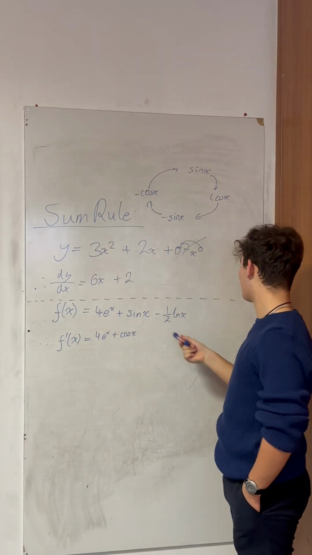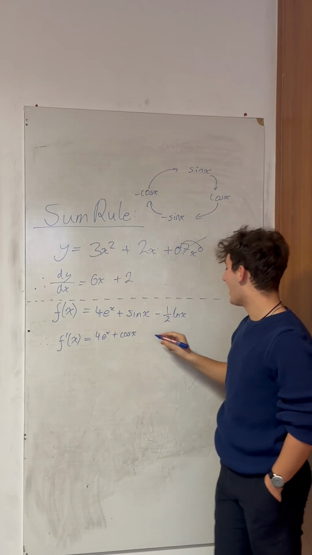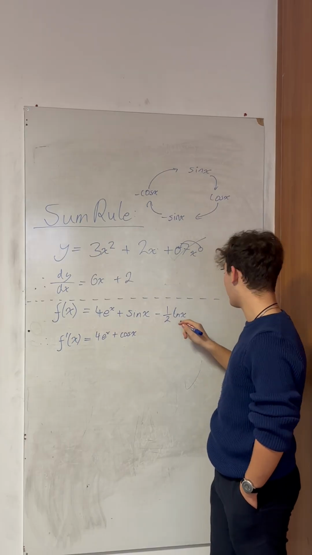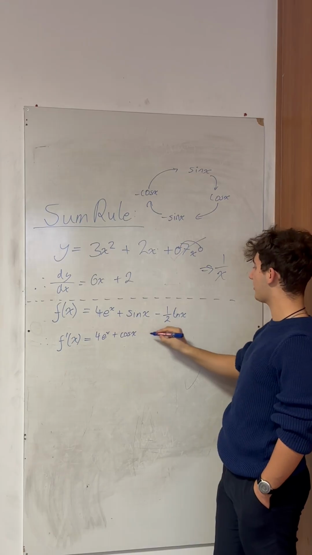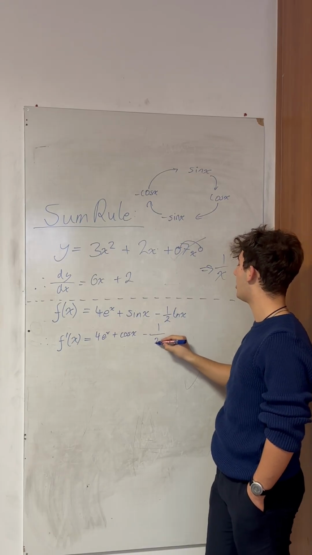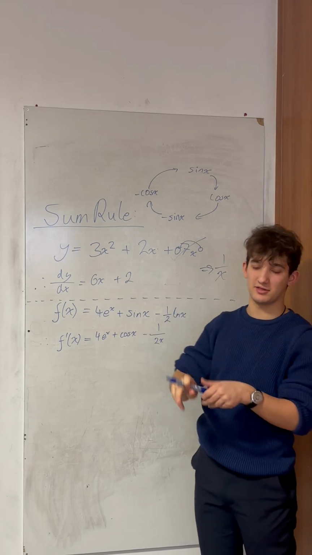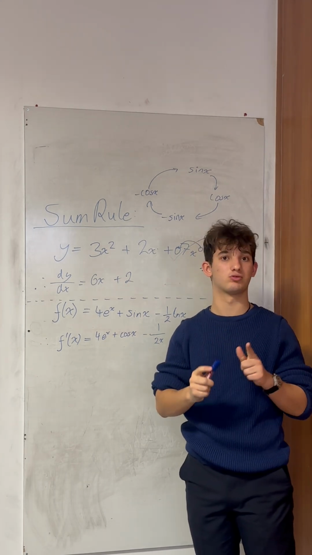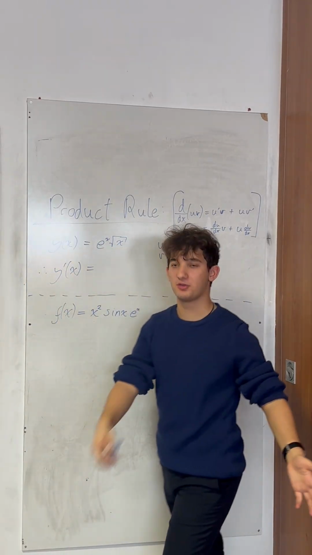And then we take the derivative of half ln x. We covered briefly that ln x is going to derive to 1 over x, so our new derivative will be 1/2 times 1 over x, which is 1 over 2x. That's the sum rule covered. Moving on to the product rule.